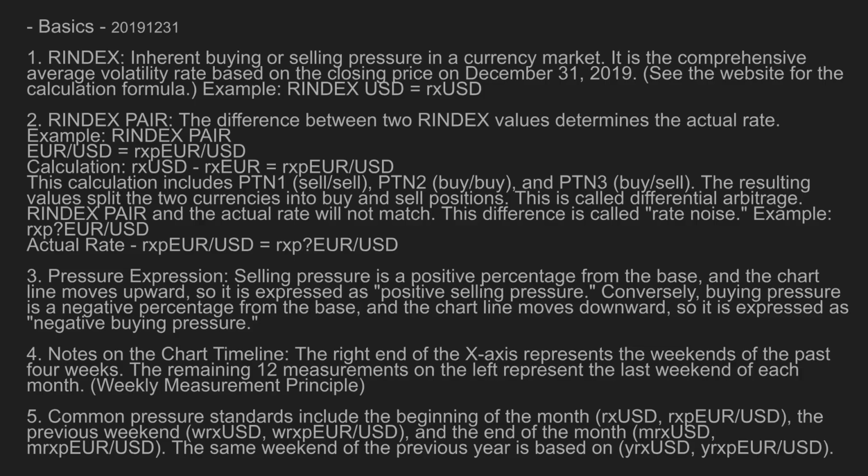This calculation includes PTN1, sell versus sell, PTN2, buy versus buy, and PTN3, buy versus sell. The resulting value splits the two currencies into a sell and a buy position. This is called differential arbitrage. The RINDEX pair and the actual rate will not match. This difference is called rate noise.